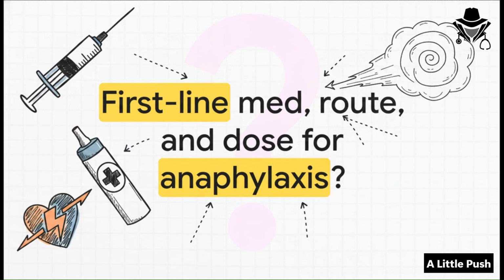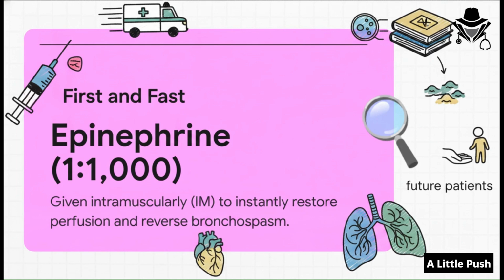All right, it is time for a rapid review quiz to make sure this vital information really sticks. I want you to shout out the answer if you know it. Ready? Here's the question. What is the first-line medication, route, and dosage for anaphylactic shock? I'll give you a few seconds. Did you get it? The answer is epinephrine, given intramuscularly as a 1 to 1,000 solution.